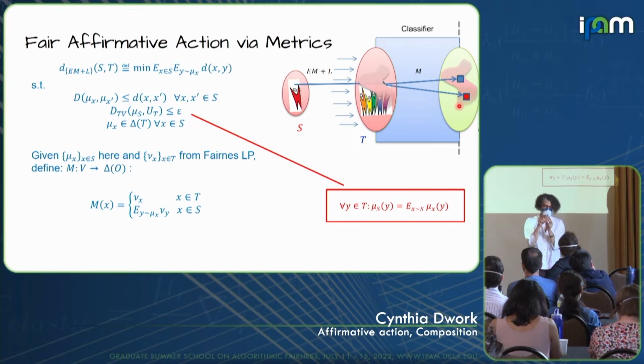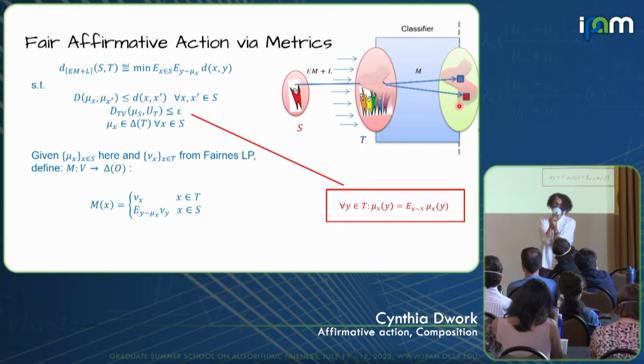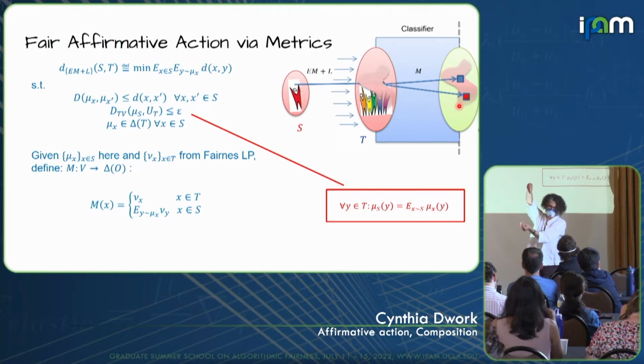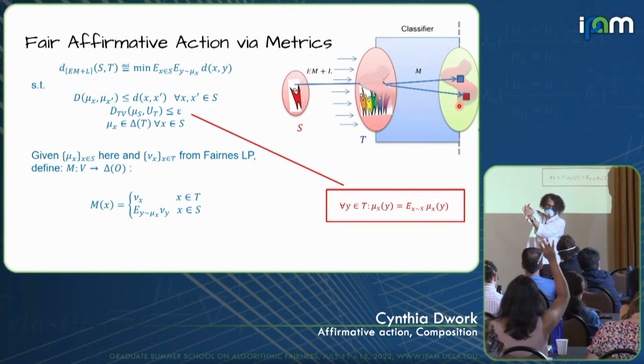Right. So let me just follow this example for a second. If I have two people in S who truly are similar, and one of them happens to look very much like the majority, and the other one happens to look very much not like the majority, because they are similar in S, they must be mapped similarly to their distributions in T. So they are treated similarly. They can't be mapped like this. They have to be mapped similarly.